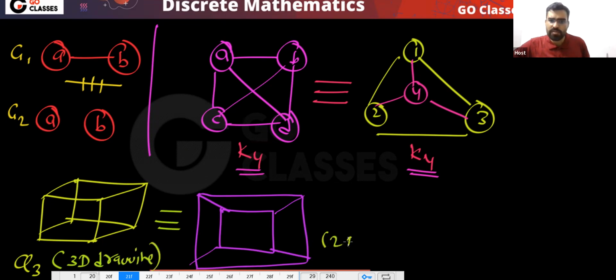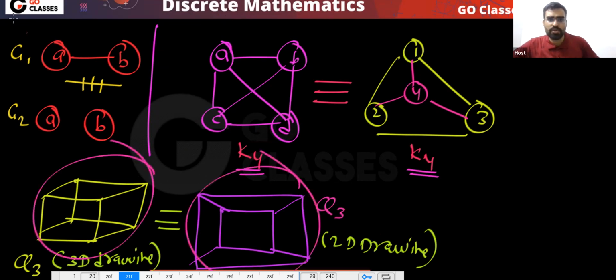And this is a 2D drawing. And that was a 3D drawing. But anyway, they are basically the same. Everything is the same. This is also Q3. So this Q3 you can draw like this, or like this. Basically, they are both Q3.